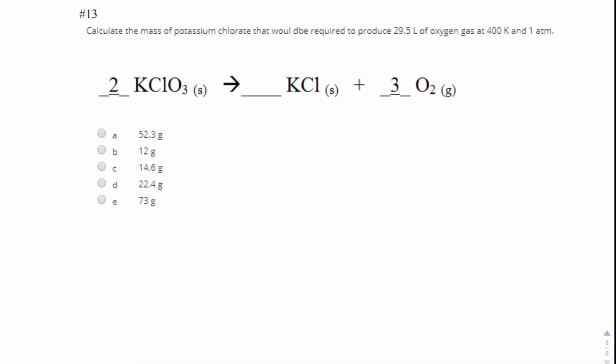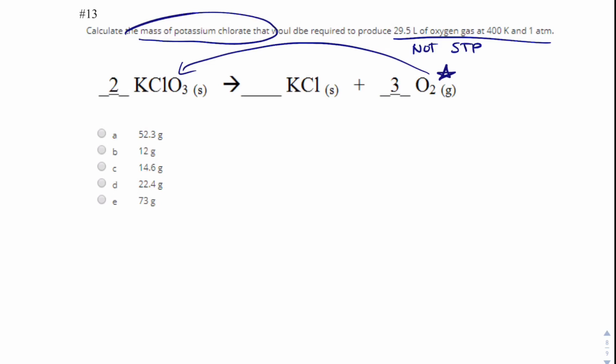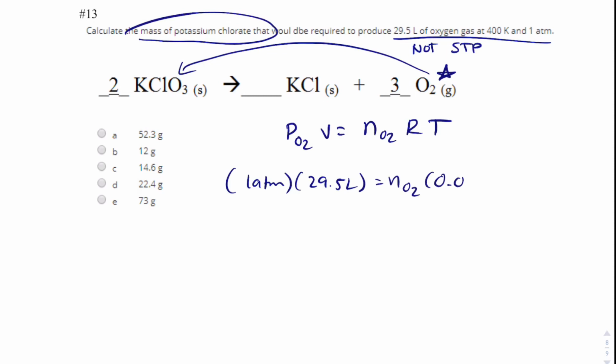Okay, and then this was the last most commonly missed question on the quiz. We are not at STP, and we are trying to get mass of potassium chlorate. So we're given oxygen. So we start here. We're trying to get over here. We got to do pressure of oxygen times the volume equals moles of oxygen, RT. The pressure is 1 atm. That looks good. The volume is 29.5 liters. We're solving for moles of oxygen, 0.08206 atm times liters divided by moles times Kelvin, and then times 400 Kelvin.